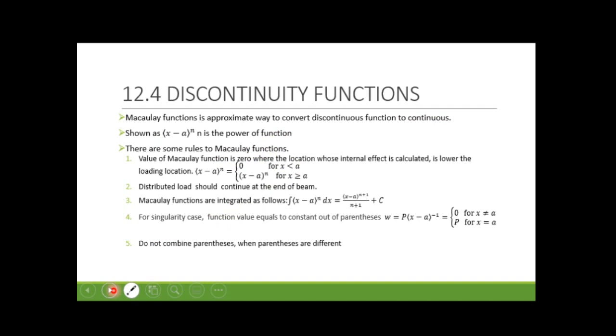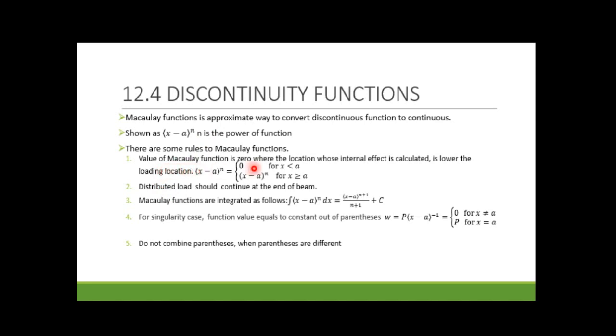How we can show it is that the expression is like some kind of bracket, but not the curved one, like these brackets, and it is x minus a, to the power n. n is the power of the function. a is equal to the location of the external force. So also we have some kind of rules.